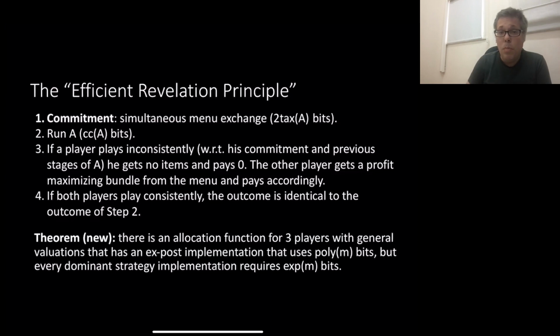Okay, so that was for 2 players, and one new result that we have is that for 3 players, this doesn't work, in the sense that there is a function which can be ex post implemented with polynomially many bits, but every dominant strategy implementation requires exponentially many bits. So this trick is actually limited to only 2 players. We can't do that for more than 2 players.